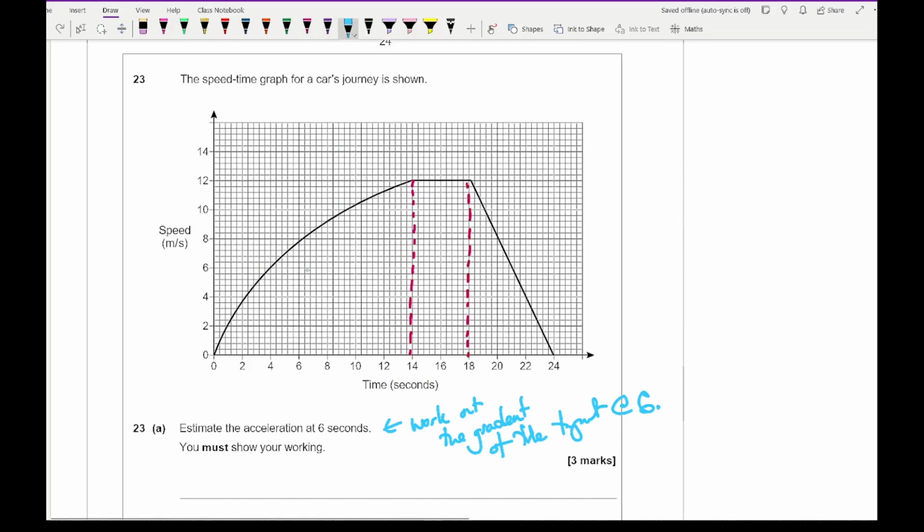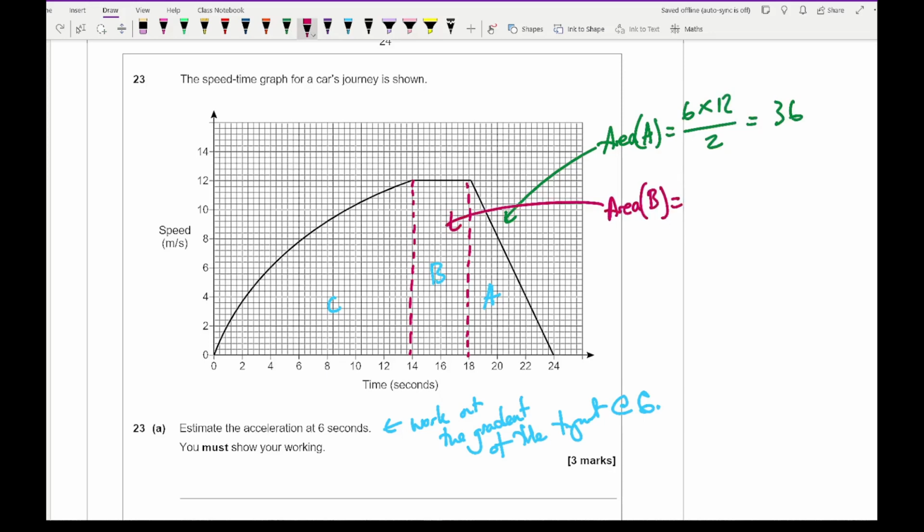And I've got section A, which is the triangle, section B, and I've got section C. Now in terms of the shapes, I can work out what the area of A is by using base times height divided by 2. So the base is 24 take away 18, which is 6, times the height, which is 12, divided by 2. So that gives me an answer of 36. I can then work out what the area of B is, because that's a rectangle. So area of B is going to be base times height, which is 4 times 12, which is 48.